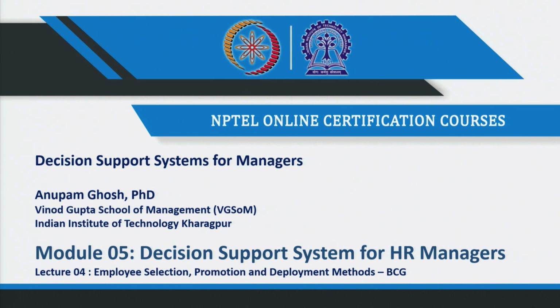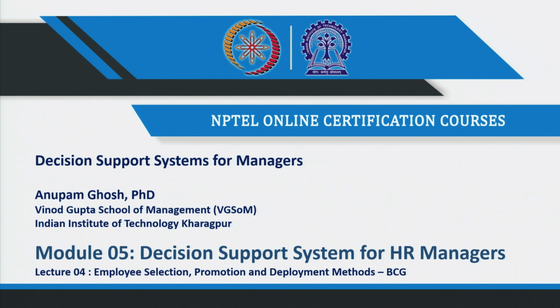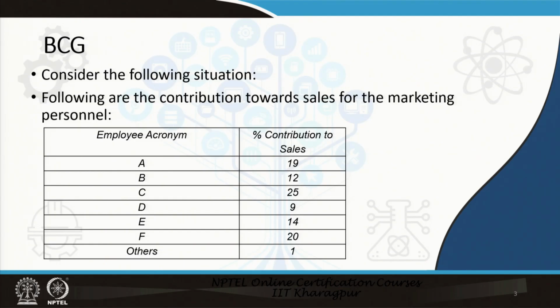We are into Module 5, Decision Support System for HR Managers. Today we are in the last lecture of this Module 5, that is Employee Selection, Promotion and Deployment Methods, and we will learn how to use a matrix similar to the BCG matrix for employee selection and promotion. Clear? The same methods can be used for selection, promotion, deployment. These are the concepts covered.